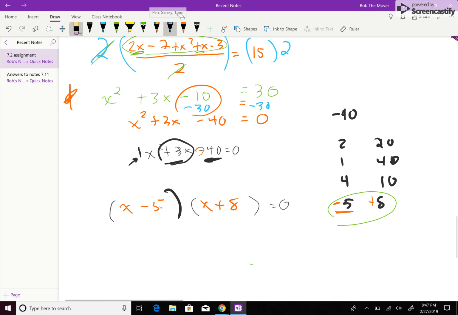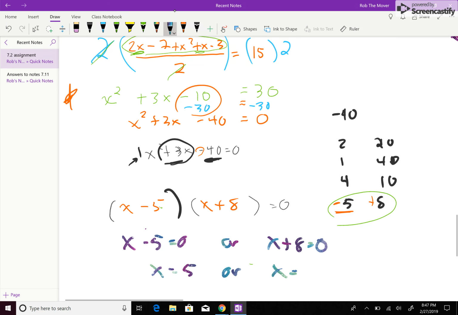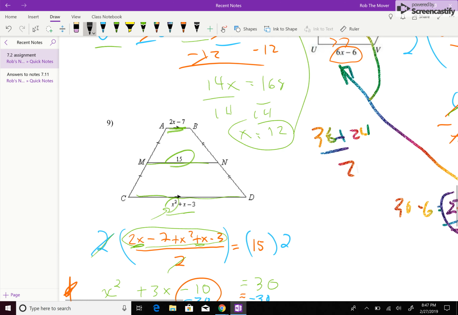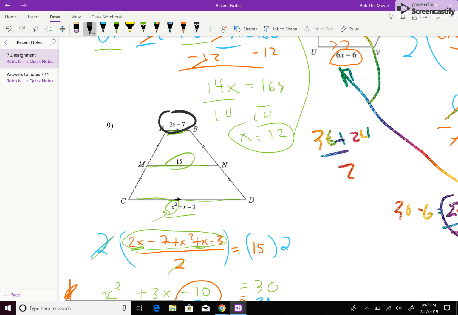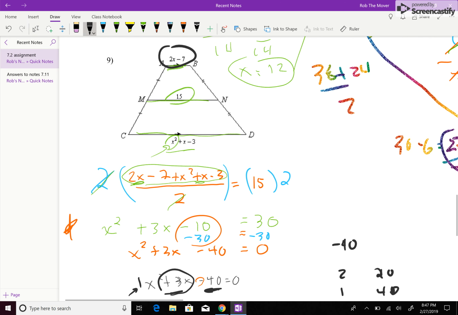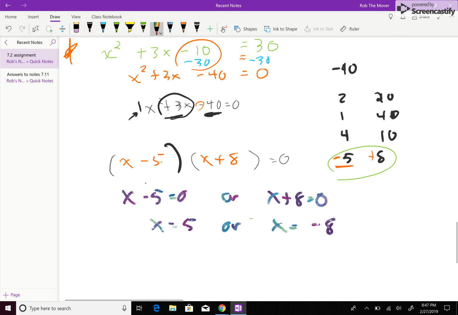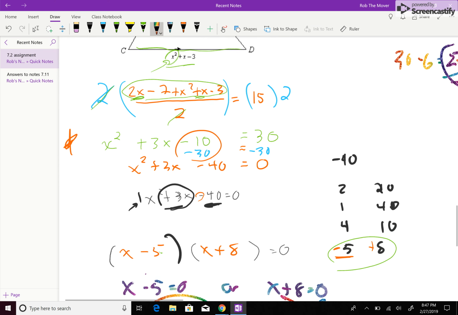The way we solve that from here is we say x minus 5 equals 0 or x plus 8 equals 0. One of those has to be true. So x equals positive 5 or x equals negative 8. Now when you look back to the diagram and you plug in negative 8 up here, you can see that's going to be a problem. So that doesn't make sense, right? Negative 16 minus 7, we can't have a negative side length. So I'm going to go ahead and cross that one out. That's no good. Now, we should check to see if x equals 5 works.